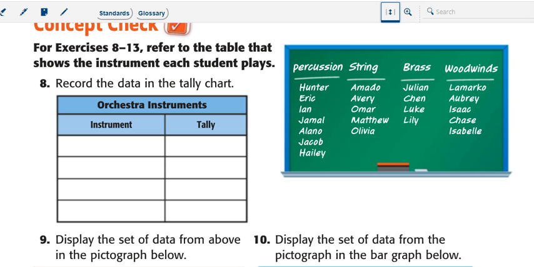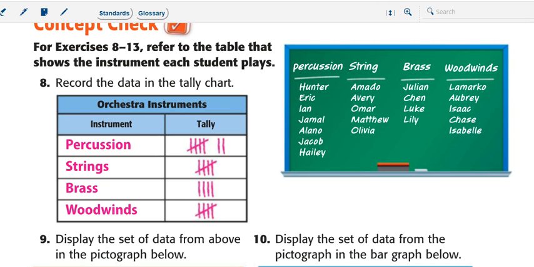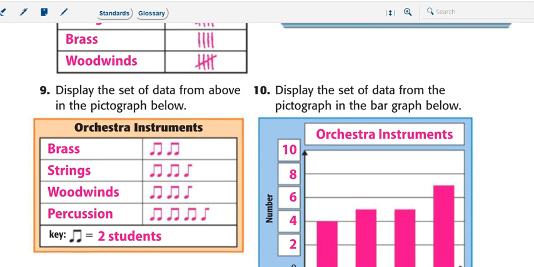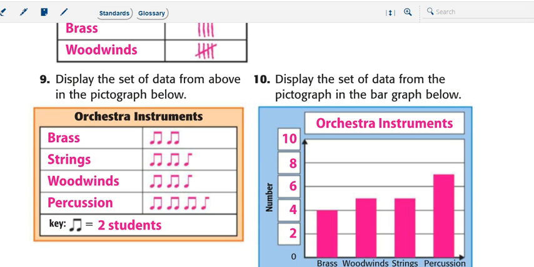So, we're going to complete the tally chart like this. Percussion, write the instrument, and count how many people have those instruments, okay? So, 7 people have percussion, 5 people have strings, 4 people have brass, and 5 people have woodwinds, okay? As you can see, we gathered the information from here, from the board, okay? Number 9, display the set of data from above in the pictograph below, okay?